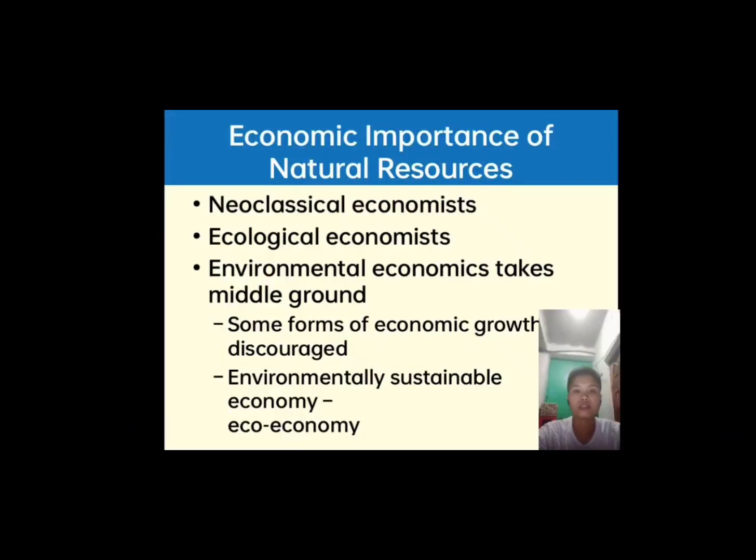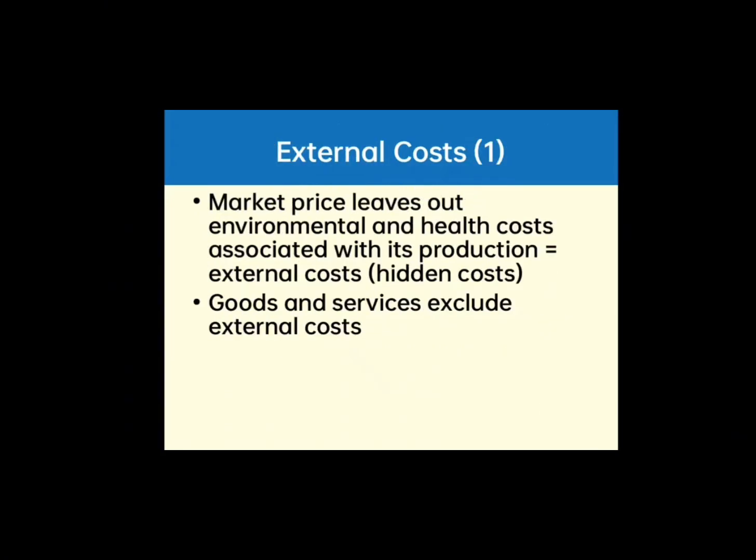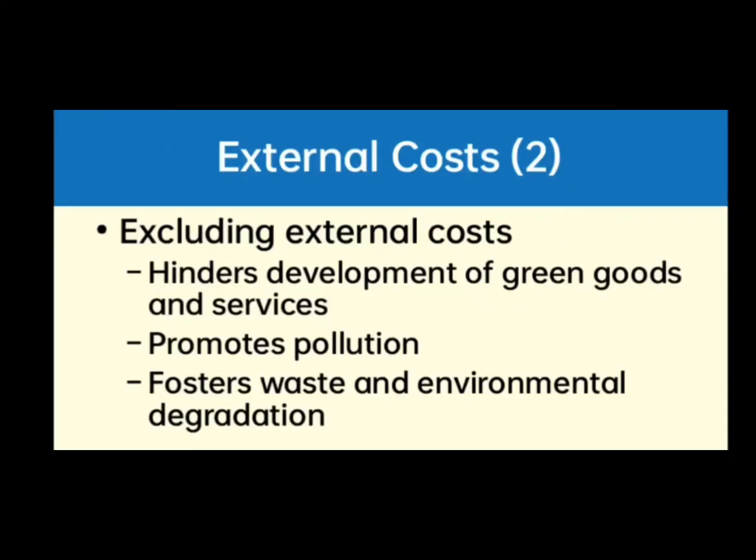The economic importance of natural resources. Neoclassical economists and ecological economists are compared. In ecological economics, there are two kinds of capital: natural and man-made. The external cost from the market price leaves out the environmental and health costs associated with its production. This is what we call the external cost or the hidden cost from the market. It also hinders development of green goods and services, fosters waste and environmental degradation, and can promote pollution.